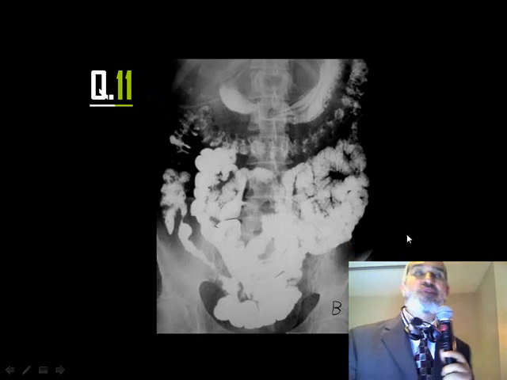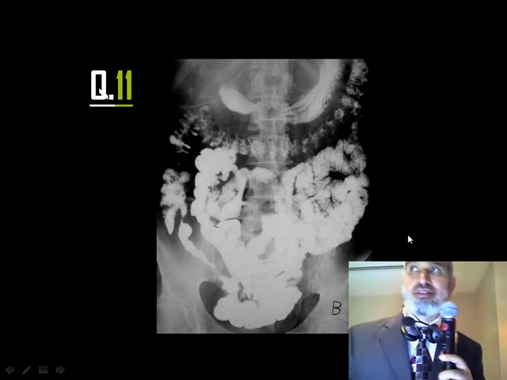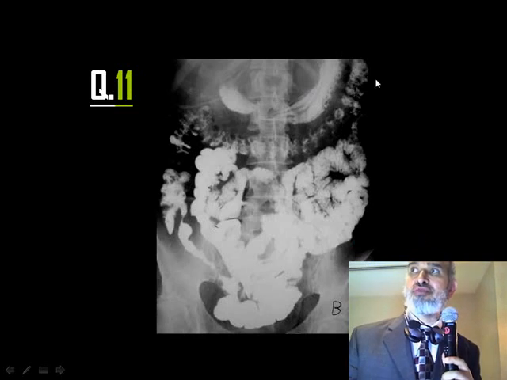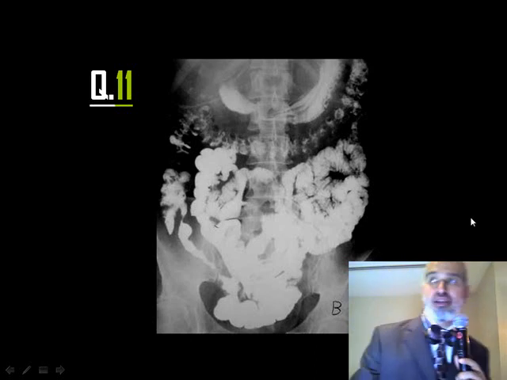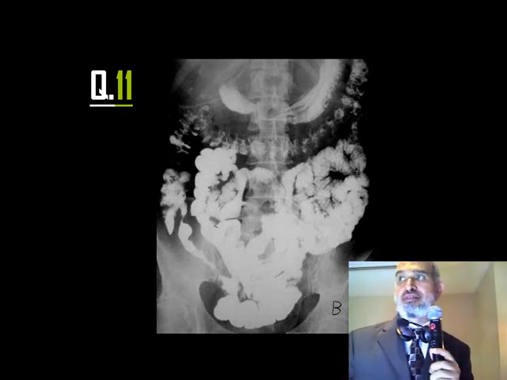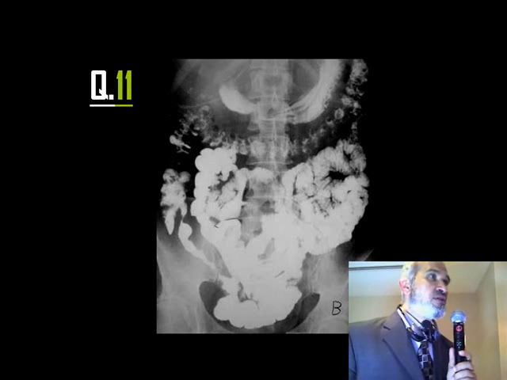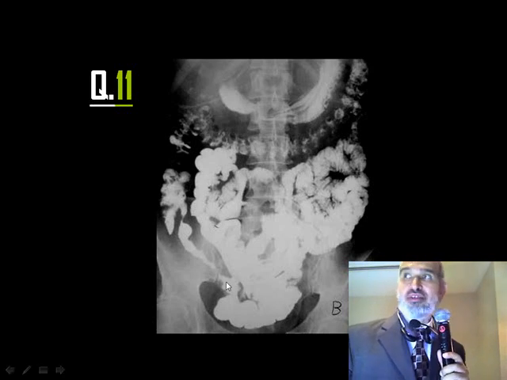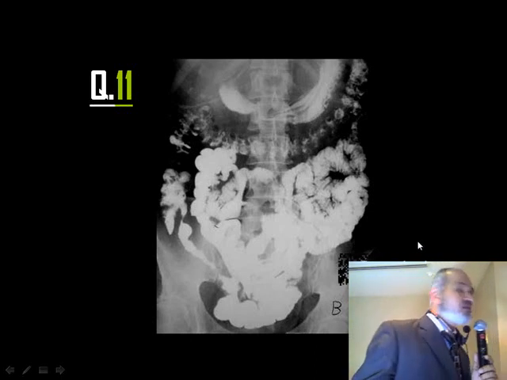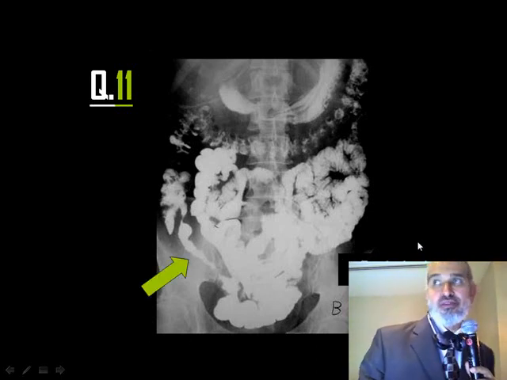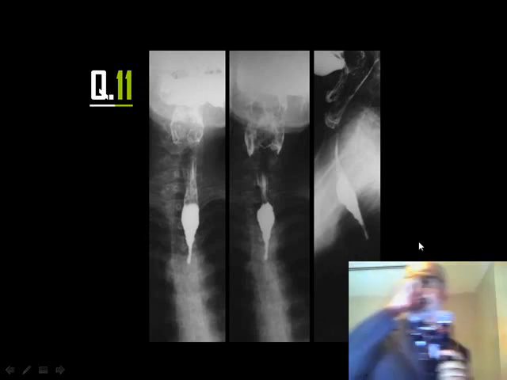Okay, which part of the bowel is this one? This is the stomach and the small bowel and part of the colon. This is barium meal follow through. Can you see the pathology? Yes, where? Stricture where? Yes, in the terminal ileum. This part of the terminal ileum is not regular. Partly is narrowed, dilated, narrowed. Then what is the diagnosis? Crohn's disease. Good.